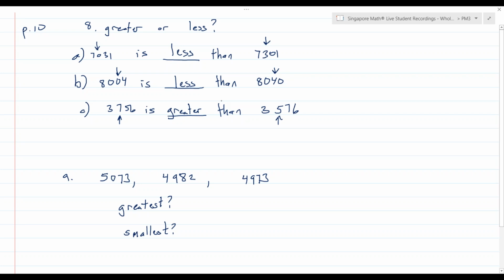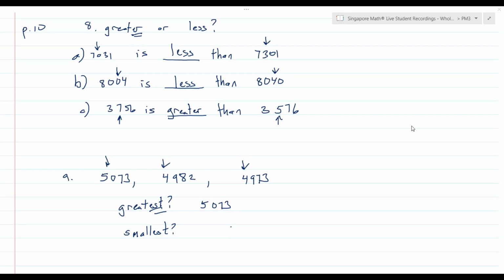Number 9 at the bottom of that page wants us to know which one is greatest and which one is smallest. Notice, of course, the EST tells us that we're comparing 3 or more items. The ER, greater or less than, tells us that we're comparing 2 numbers. But when we have greatest, we're looking at 3 numbers. Of all 3 numbers, notice that the thousands place are a 5, a 4, and a 4. Without paying any attention to anything else, I know that the greatest number is 5,073.